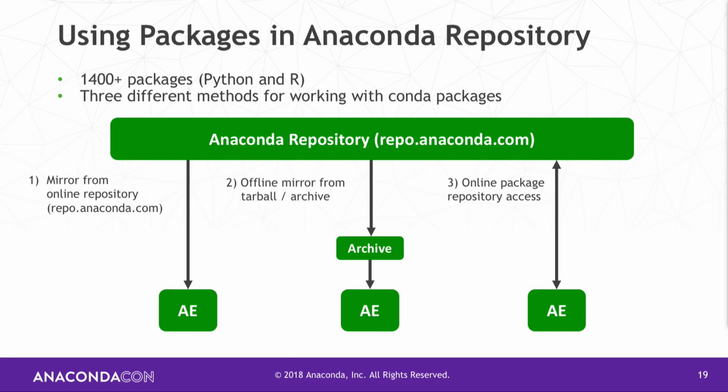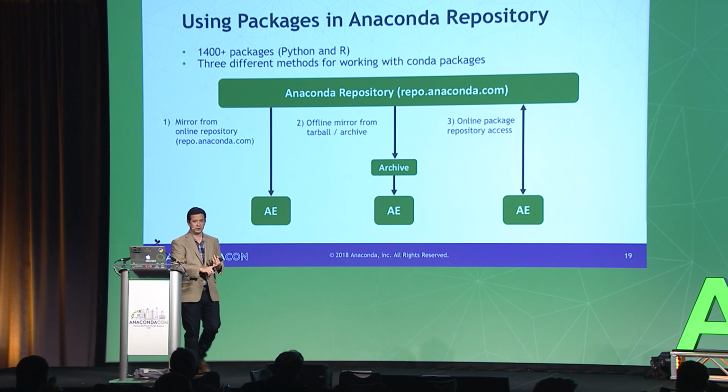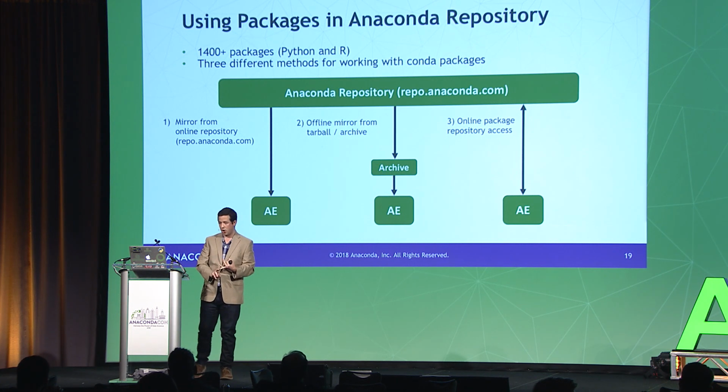So over the years, we've learned, so up to now, we have about 1,400 plus packages for Python and R and their dependencies. And there's really 3 big methods for working with Conda packages. So you have the online Anaconda repository. This is what happens when you conda install something. Conda install TensorFlow. It comes from repo.anaconda.com. This is Python packages that we build. These are MRO packages if you're using R.